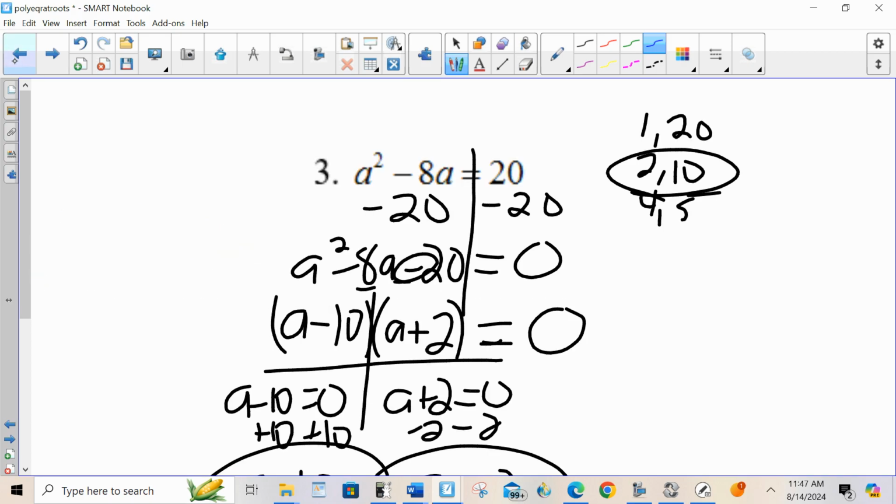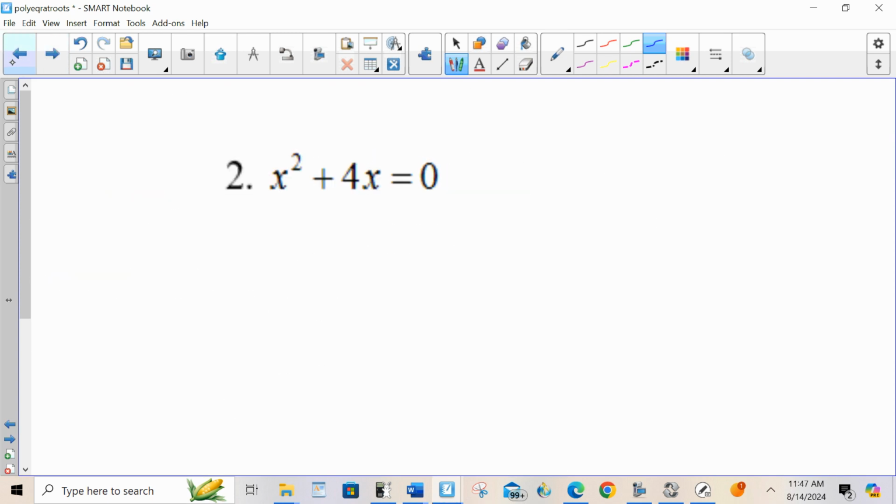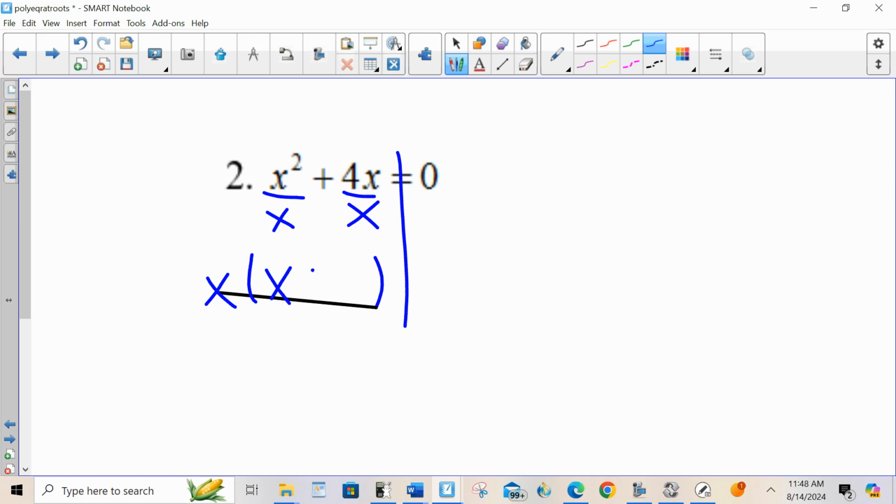So let's take a look at another example. Let's take a look at number 2. Mr. X squared, he wants to party. Can he party right now? Yes. Party time. Factor. What's the first thing we look for when we're factoring? A GCF. Is there a GCF? Yes. GCF has one set of parentheses. The GCF goes outside. I divide to determine what goes inside.